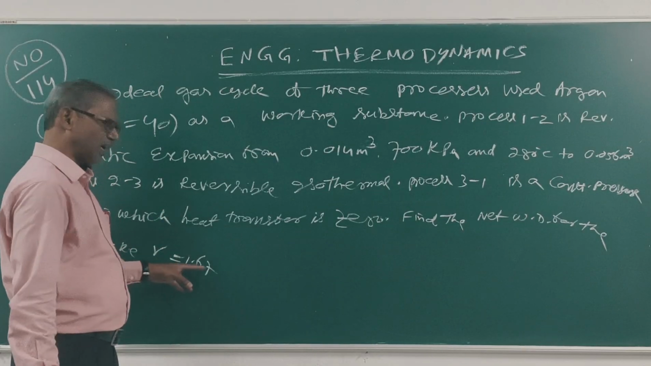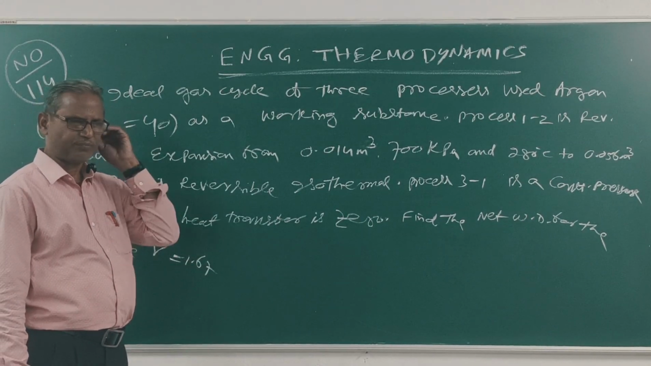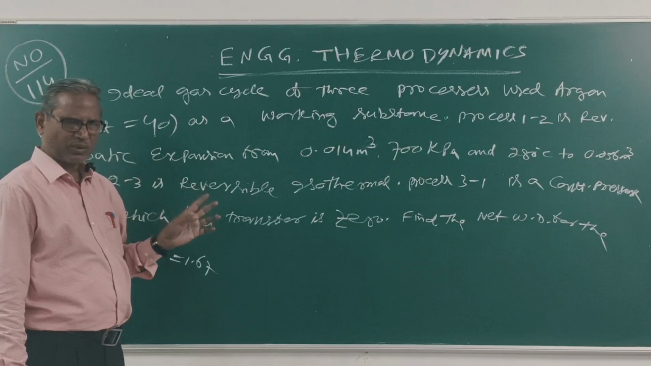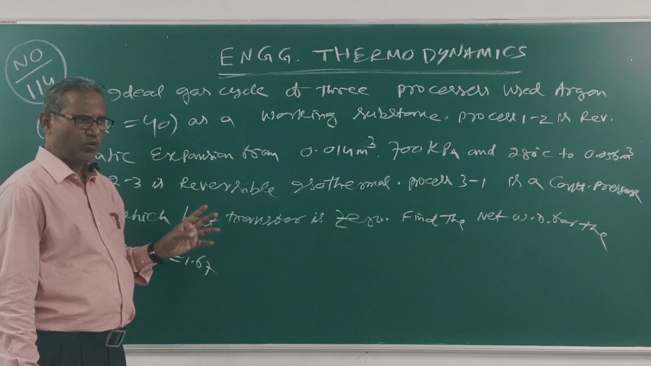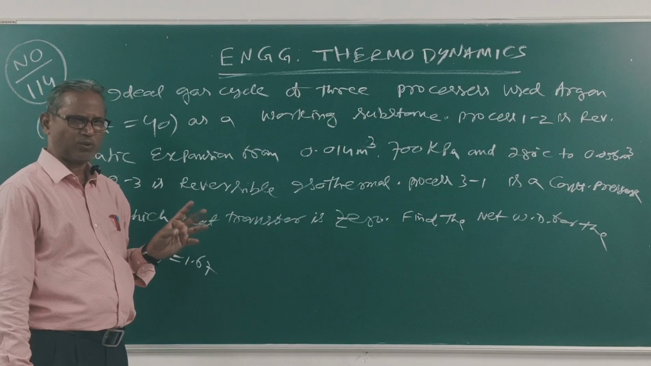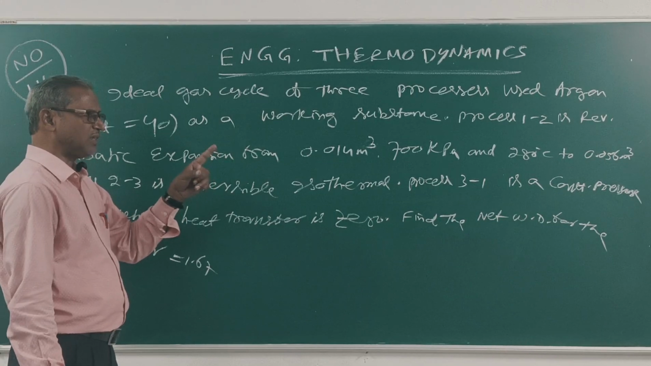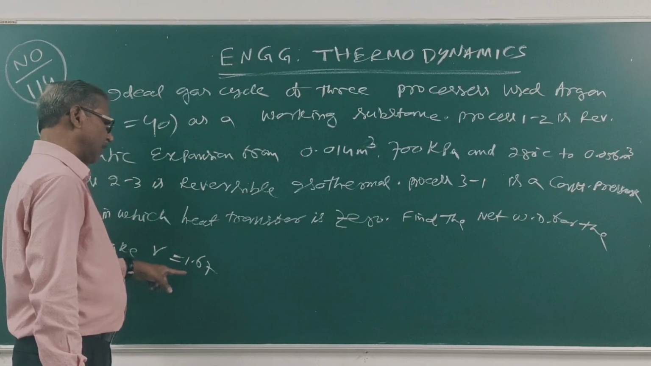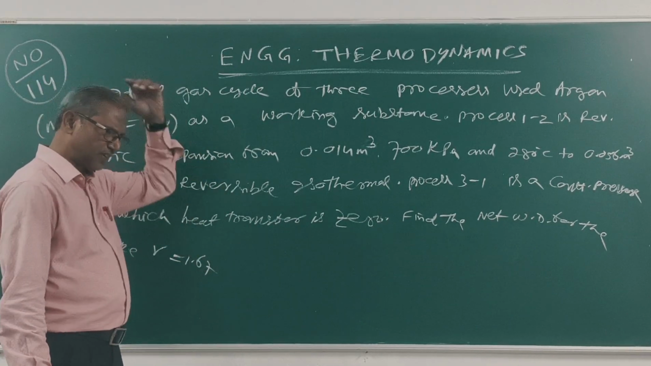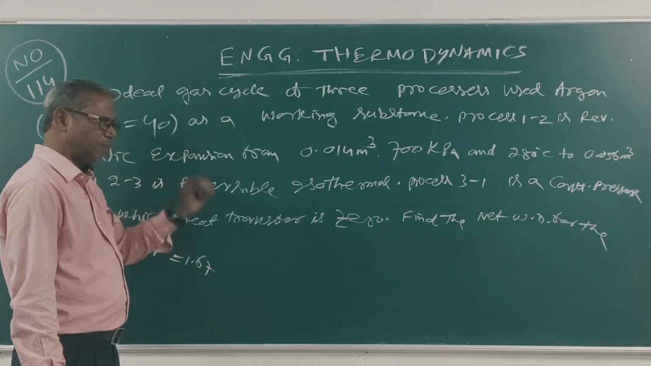Take gamma 1.67. This is argon gas, so its gamma is different. In air we take gamma as 1.4. But this gas has a molecular mass of 40, and gamma is 1.67. Clear? Now first draw the PV diagram.